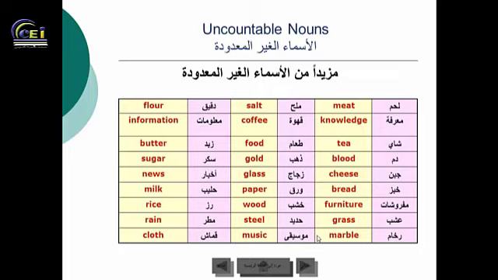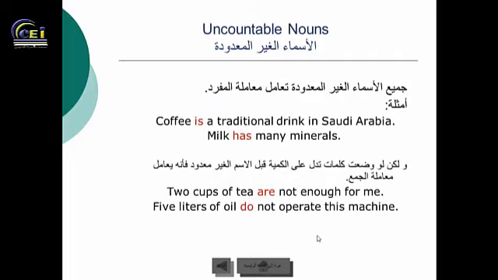Uncountable nouns. Examples: butter, sugar, news, milk, clothes, and wood. All these words are uncountable nouns. Say, coffee is, milk has, is or has in singular. But if I want to pluralize the sentence: 2 cups of tea are not enough for me. 5 liters of oil don't operate his machine.